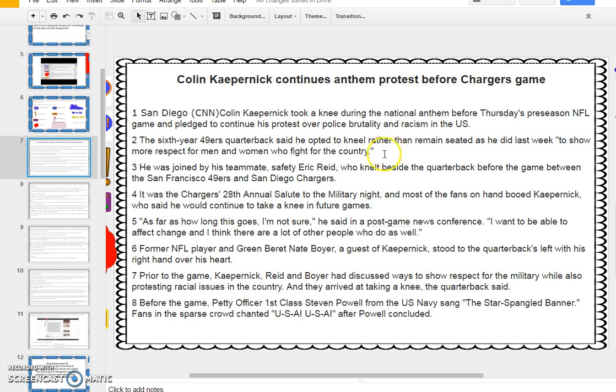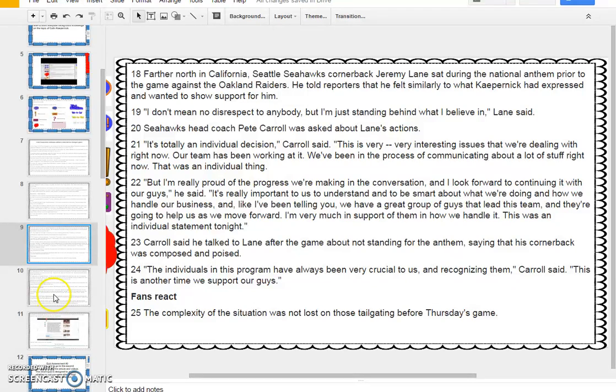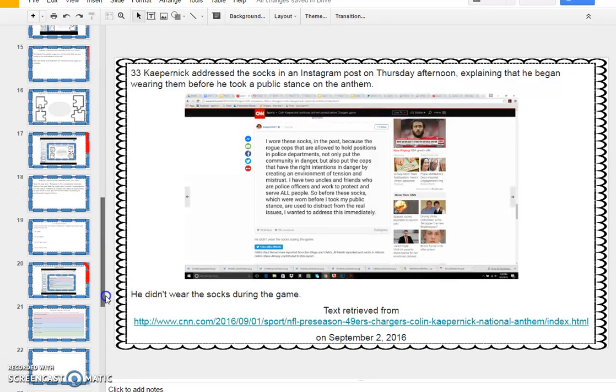Let's take a look at the next paragraph. The sixth-year 49ers quarterback said he opted to kneel rather than remain seated as he did last week to show more respect for men and women who fight for the country. This is a direct quote. This is exactly what he said. There's nothing in here that tells me what the writer feels, what her personal opinion is. I can continue looking through each paragraph, and as I reread, I can see that at no time does the writer include her own personal feelings or thoughts on the topic. That means that this is written from the perspective of an objective narrator.